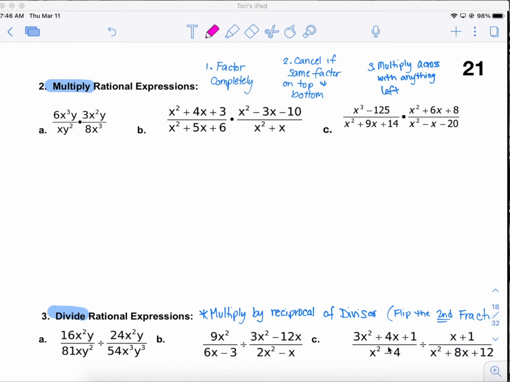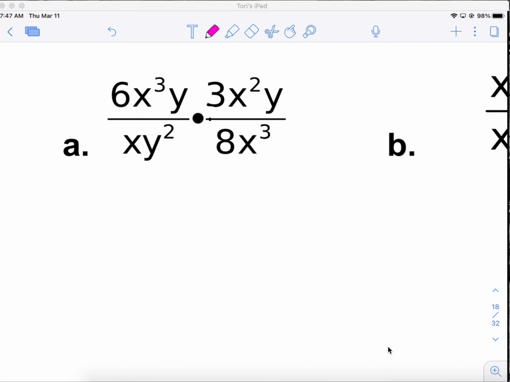We're basically going to follow the exact same steps for simplifying. This is just a multiplication problem. So when I say put everything else back together, I'm really meaning multiply everything across back together. Okay? All right, let's look at problem 1, or problem A.